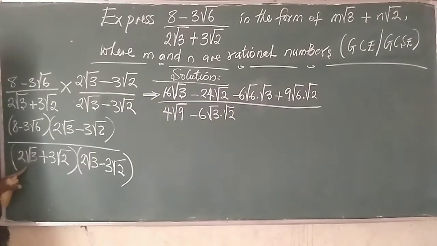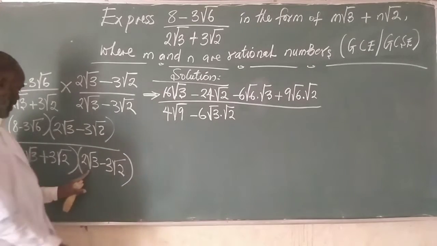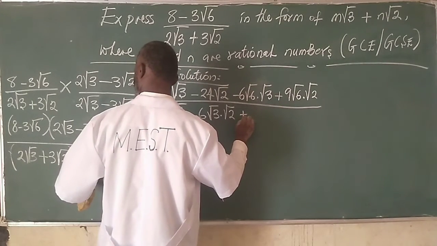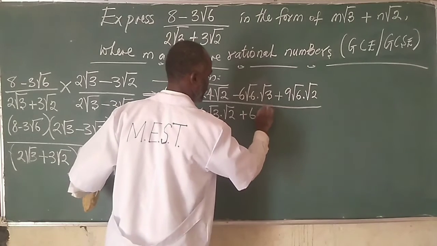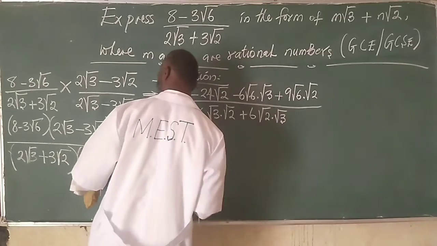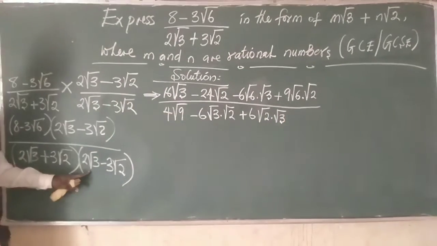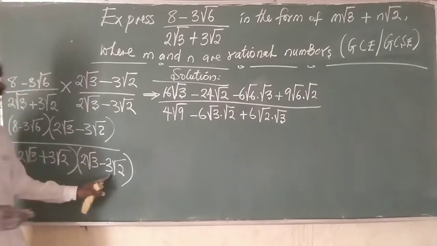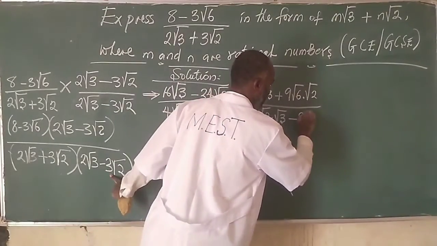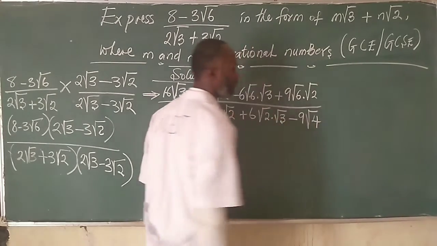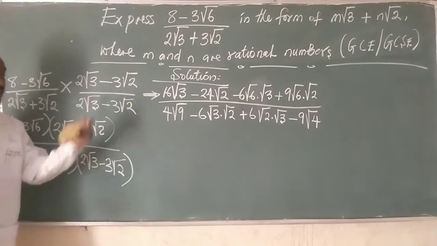The next thing we are going to do is plus 3 root 2 times all this. This is going to be plus 6 root 2 dot root 3. Then the next one is plus 3 root 2 times this, and we're going to have minus 9, correct? Minus 9, and that is going to be square root 4. Absolutely right. So look at it.